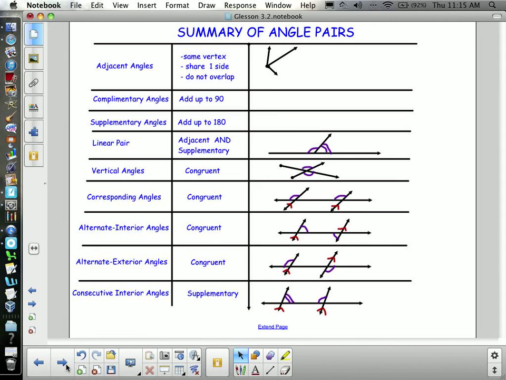So again, that's the grand summary of what we've done. Now, we do have a benchmark tomorrow. And just so you understand what the schedule is, here's the review. That's the review.